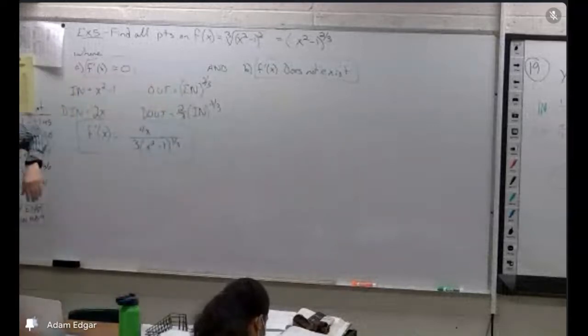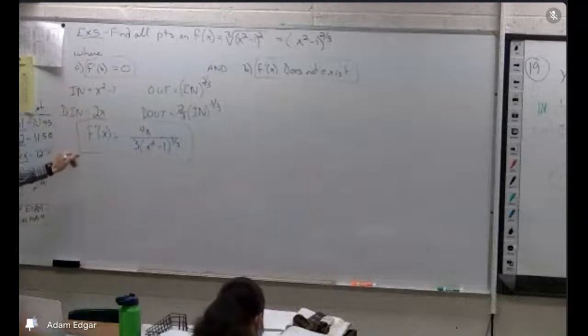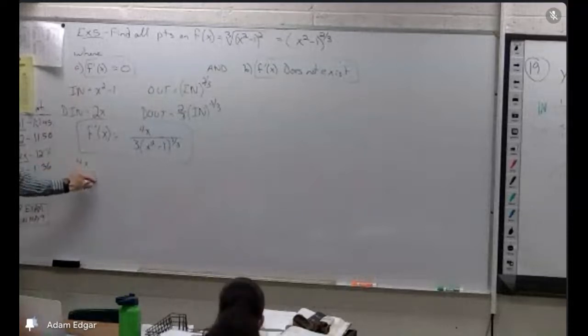So, let's find when the derivative is zero. We take the derivative, and what do we do with it? Set it equal to zero. All right, that makes sense. So you say, all right, let's do 4x over 3 quantity x squared minus 1 to the 1/3 equals zero. How do we solve that ugly looking equation?